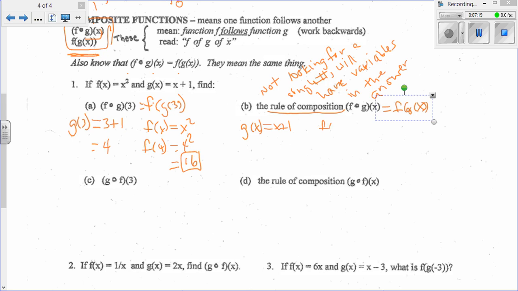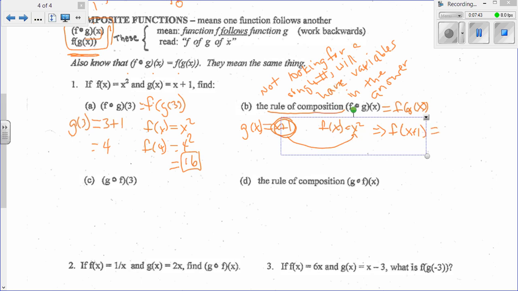F of x is equal to x squared. So I'm going to take this x plus 1 and put it in place of x in f of x. So that means I will have f of x plus 1 equals x plus 1 squared. And what that little squared symbol means is I write it twice. So x plus 1 times x plus 1.